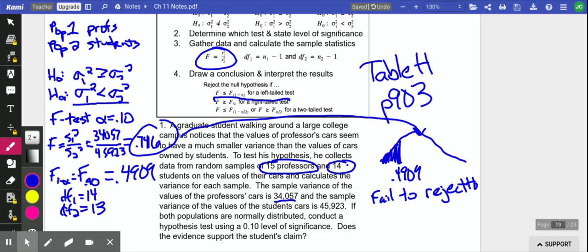And then we want to interpret that. I don't have enough space to write all that, but in our interpretation, we're going to say at the 0.10 level of significance, the evidence does not support that the professor's CAR values have a smaller variance than the students. So this is how you run the test by hand. In the next video, I'll show you how to do it on the calculator.